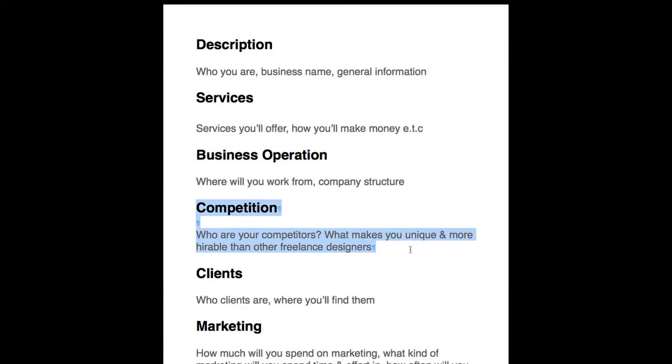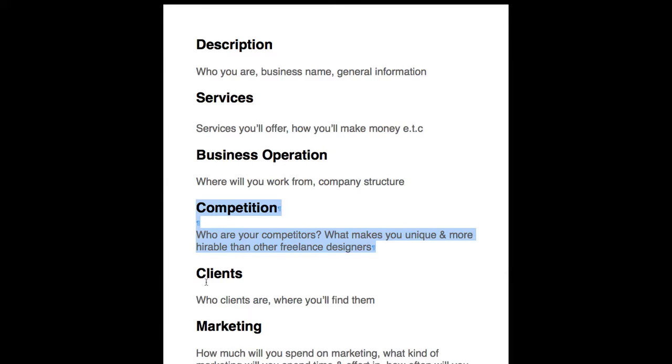Competition. Who are you actually going to be up against, and what do you offer that is unique? Now this is something that is really, really crucial to any business. Your USP. That's your unique selling point, and it must be in your business plan because that's what's going to drive your business to success. What makes you different and better than everybody else?